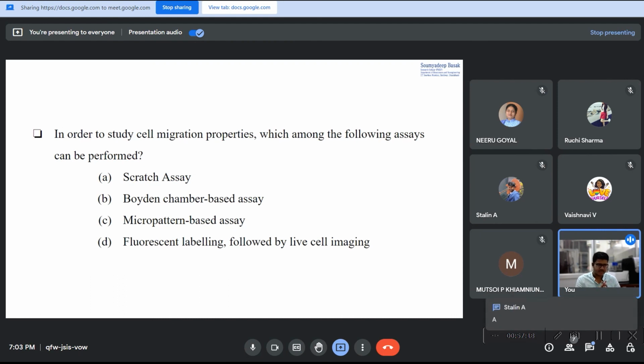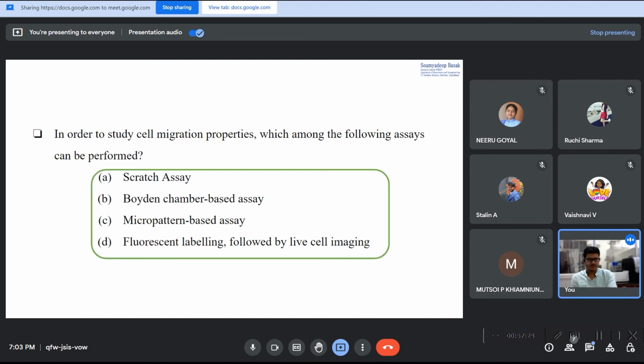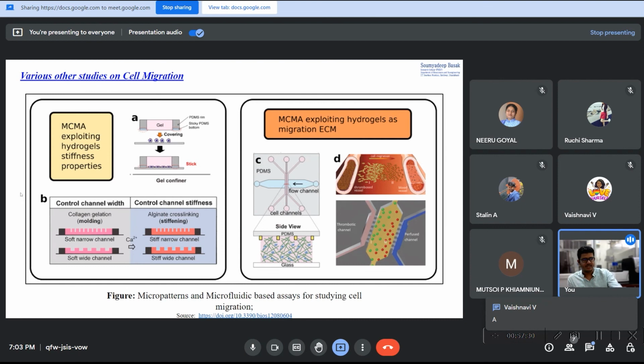Right? What other options have we studied? Scratch assay is absolutely right. All of the options are right. Voiding chamber assay we have talked about, remember? This kind of voiding chambers. This is the micropattern assay.